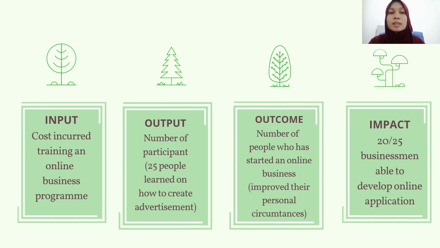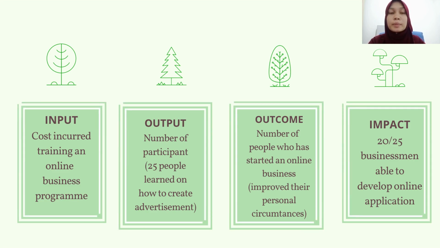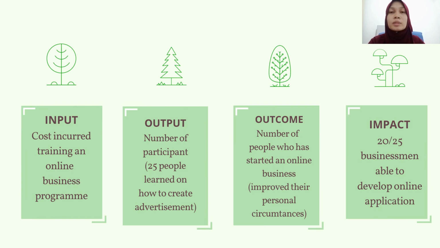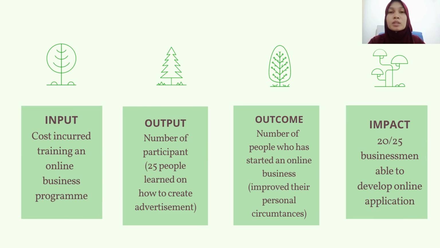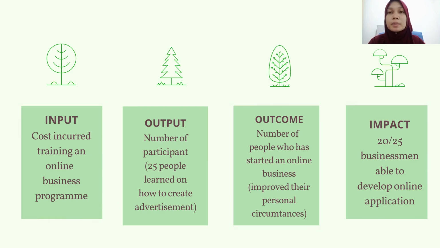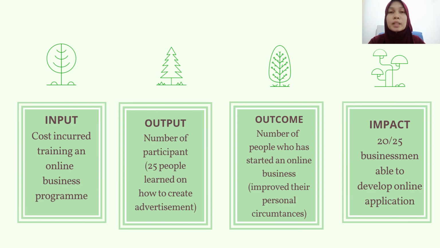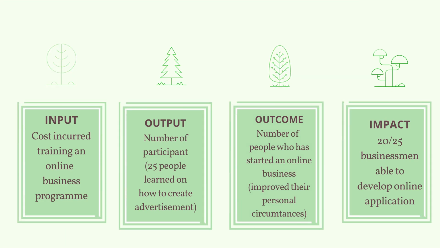Next is the outcome. The outcome is the number of people who started an online business and improved their personal circumstances as a result of the training program. Lastly, the impact could be the number of people, let's say 20 out of 25 businessmen, who are able to develop the online application for their business as a result of the training program.